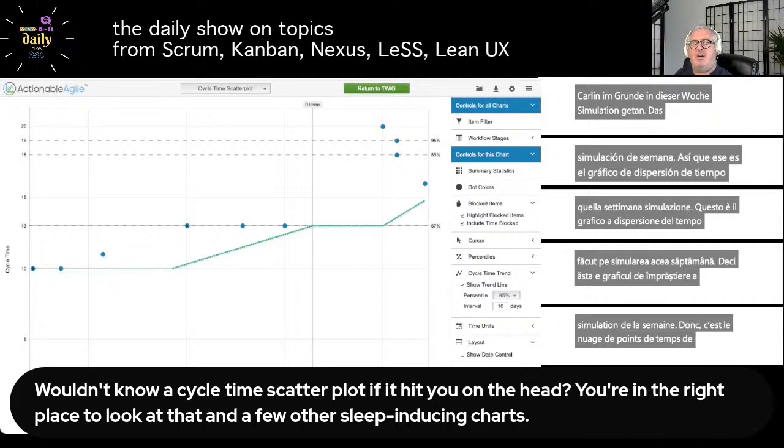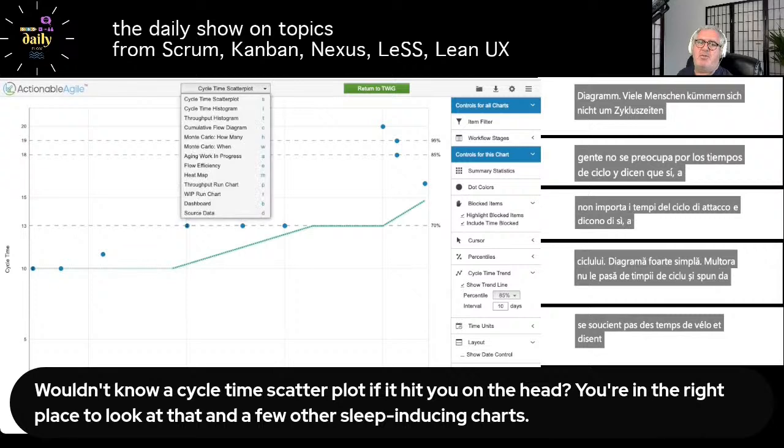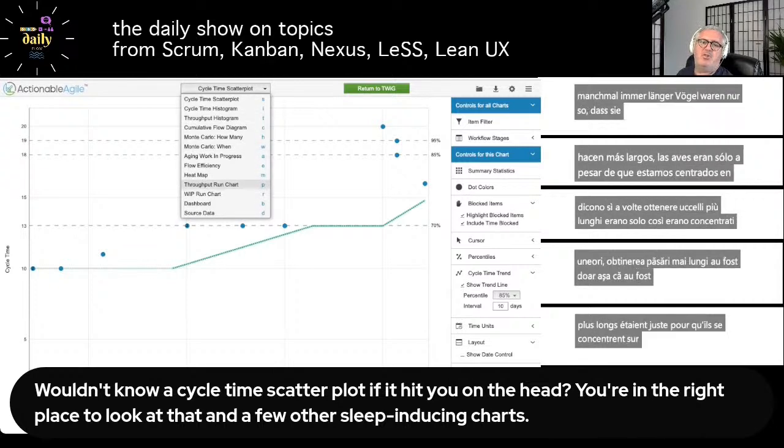A lot of people don't care about cycle times. They say, well, yeah, the cycle times are getting longer, but we're focused on delivery here, so that's fine. You can do the throughput run chart.